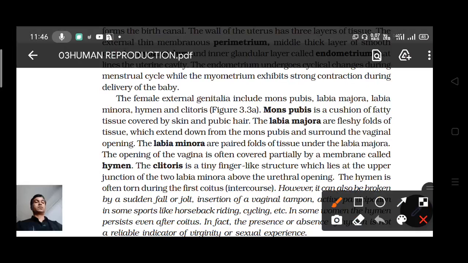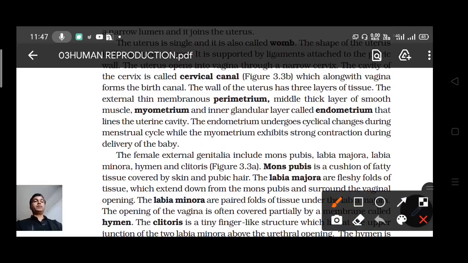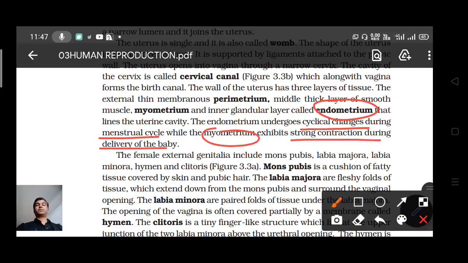Now, what are they given? The endometrium undergoes cyclic changes during the menstrual cycle, and the myometrium exhibits strong uterine contraction during the delivery of the baby. Yes, every layer has a specific function. So this is about the uterus.